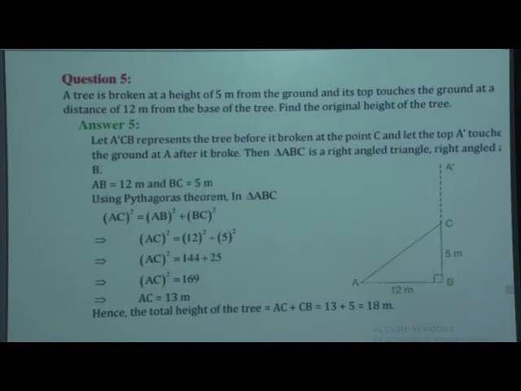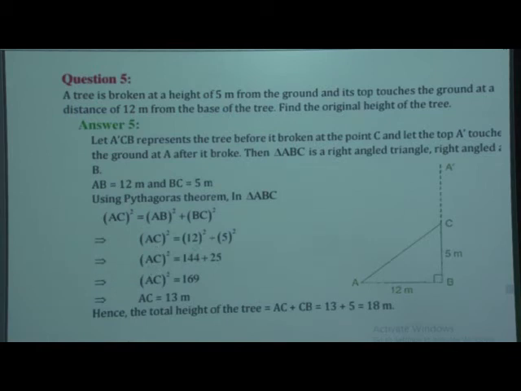So using the Pythagoras theorem in triangle ABC, AC square is equal to AB square plus BC square. So what is AC square? It is equal to 12 square plus 5 square. AC is the hypotenuse of a right angle triangle. We just have to find out the length of the hypotenuse.